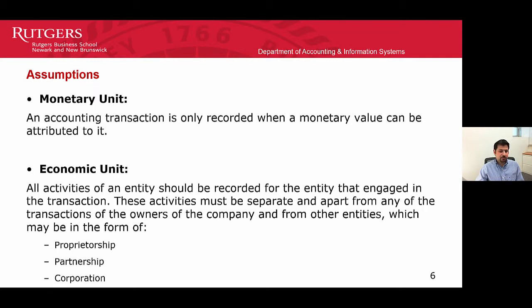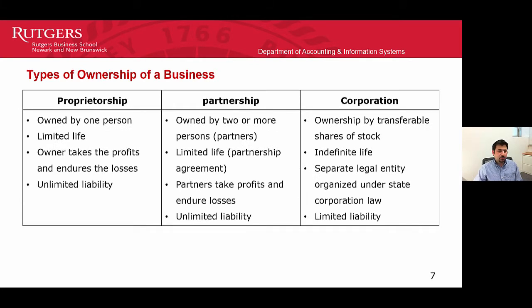And usually companies or businesses take the form of proprietorship, partnership, or corporation. Now, the differences between these three are listed in this table. Basically, a proprietorship is a business owned by one person, usually small businesses that provide services such as plumbing services, the deli around the corner, etc. And those have limited life because they depend on their owner. All the profits of the business go to the proprietor, and all the losses are endured by the owner as well. And here we talk about unlimited liability, because if the business goes bankrupt, the liability of the owner extends to the owner's personal assets as well.